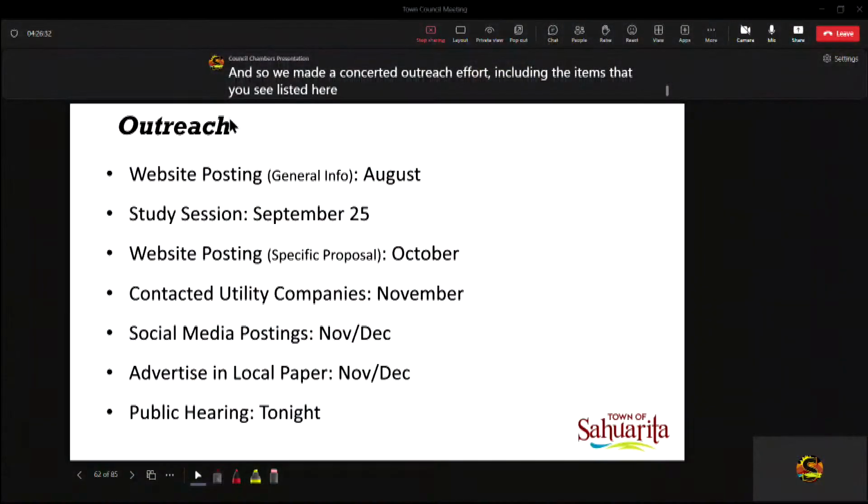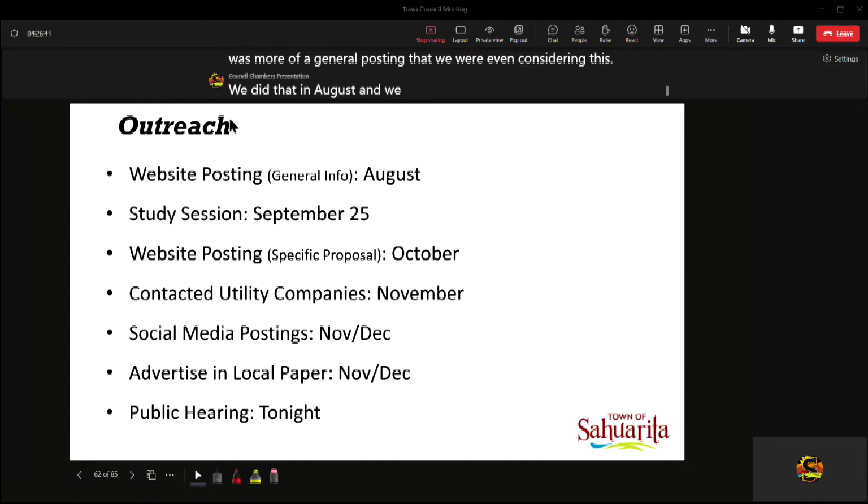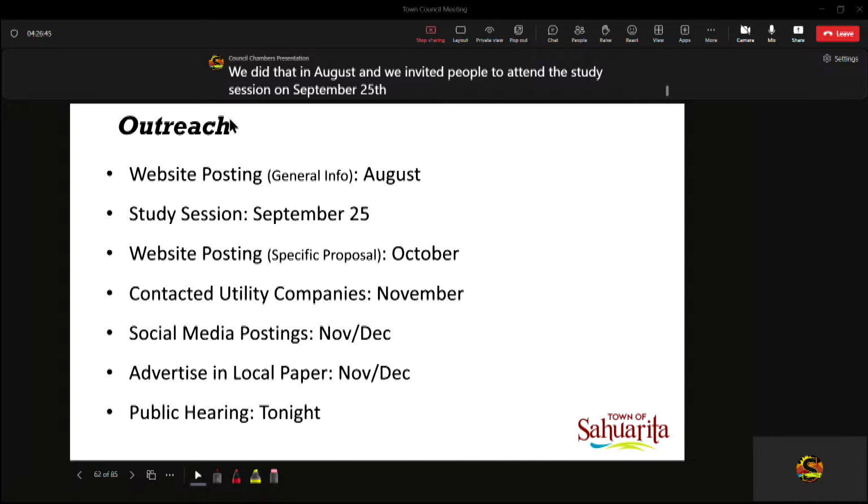So anytime we're talking about a tax increase, it's a big deal. And so we made a concerted outreach effort, including the items that you see listed here. The initial one being our website posting, which was more of a general posting that we were even considering this. We did that in August, and we invited people to attend the study session on September 25th. Obviously, at that session, we spent quite a bit of time discussing this very topic and settling on the proposal that you have before you today.